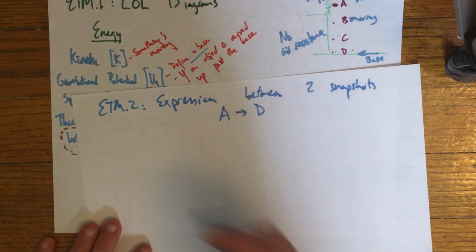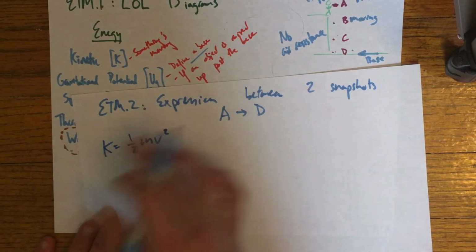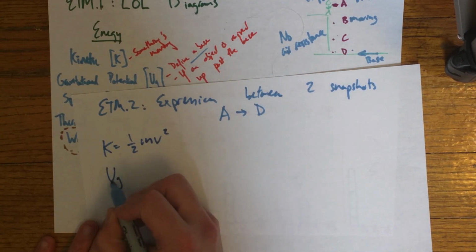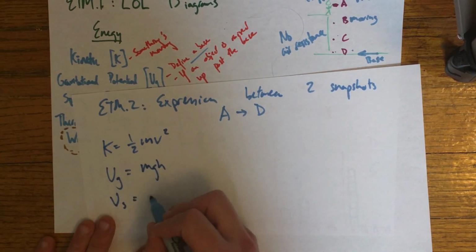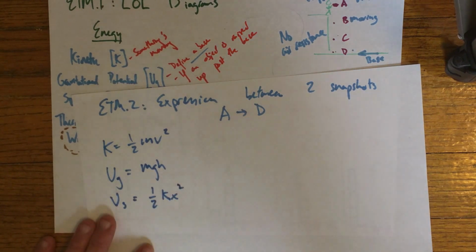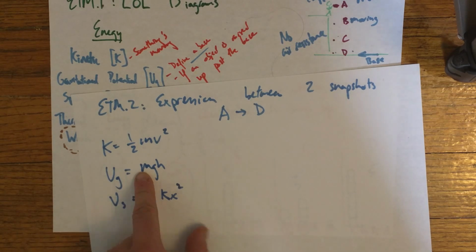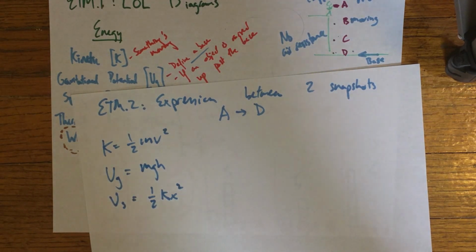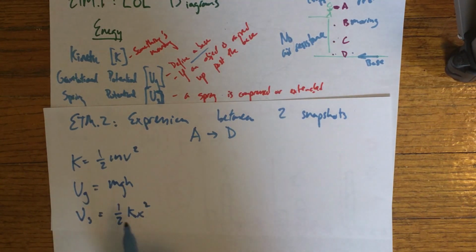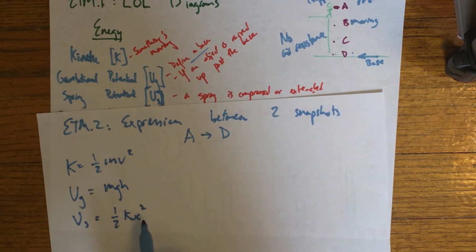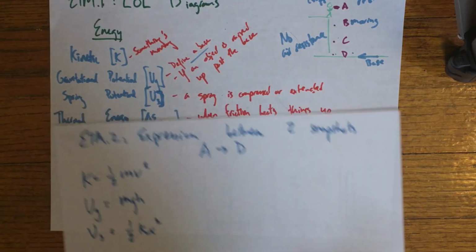So there's going to be some things that I need to know before I move forward. The equation for kinetic energy is 1/2 mv squared. For UG, it's mgh. For US, it's 1/2 kx squared. What do all of these things mean? M is for mass, V is for velocity, G is for the 9.8 gravitational constant of the Earth, H is for the height from the base, K is for the spring constant, and X is for the distance stretched. Okay, let's get to it.